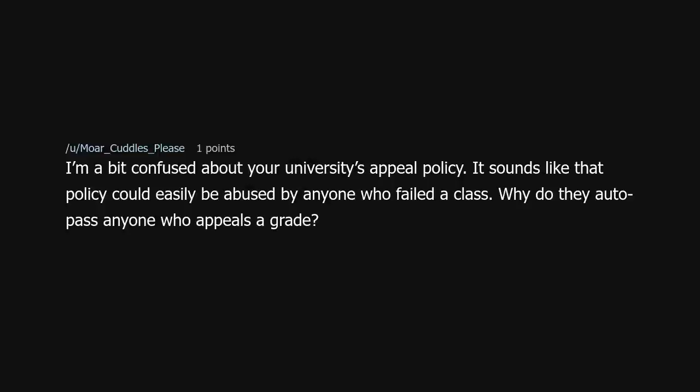The student-teacher power dynamic at most universities is so unbelievably lopsided. It's ridiculous to pay that much money but have so little power or control over your own education. I'm a bit confused about your university's appeal policy. It sounds like that policy could easily be abused by anyone who failed a class. Why do they auto-pass anyone who appeals a grade?